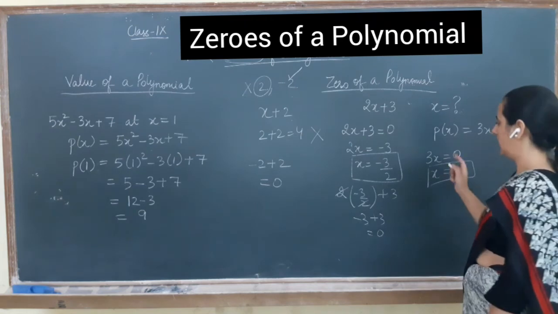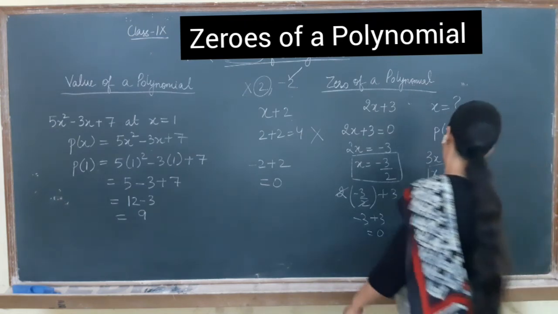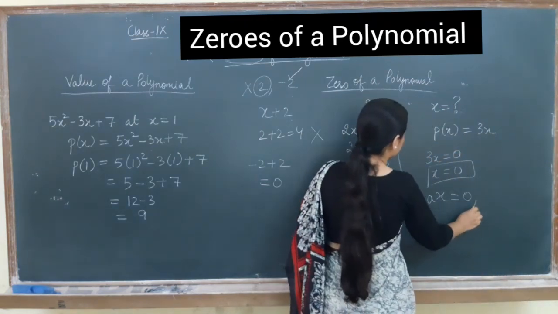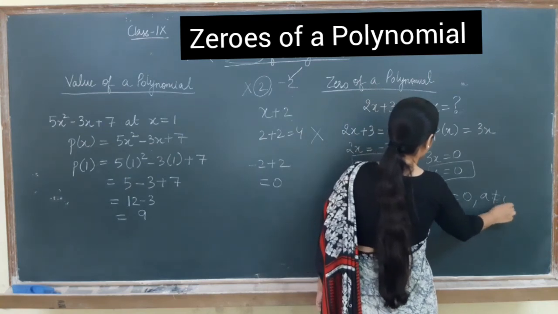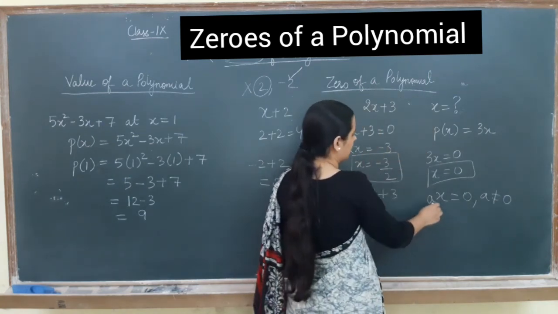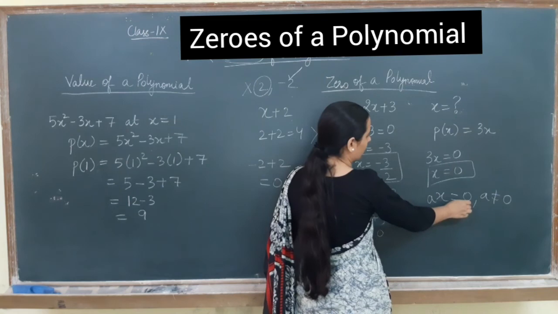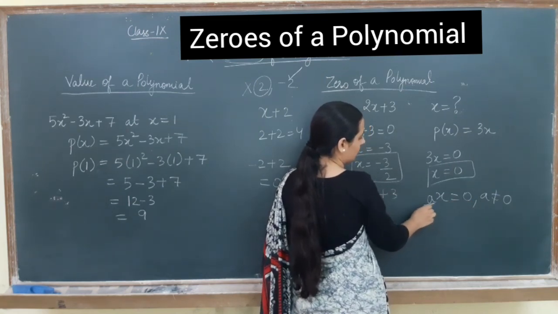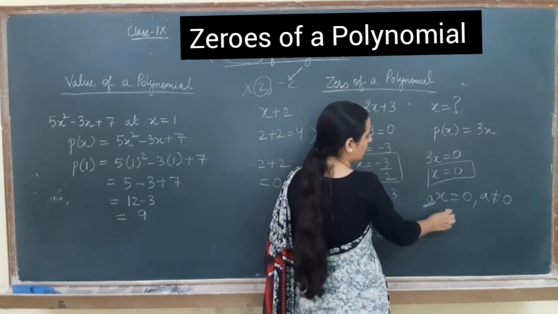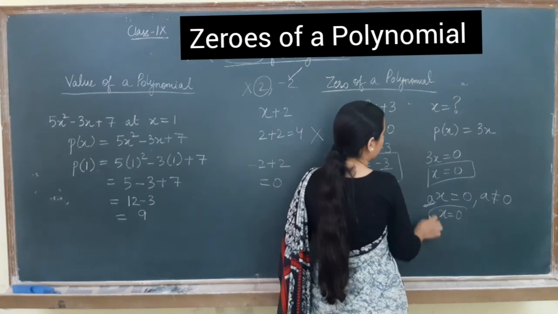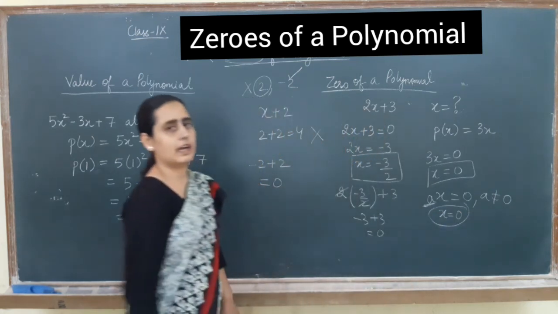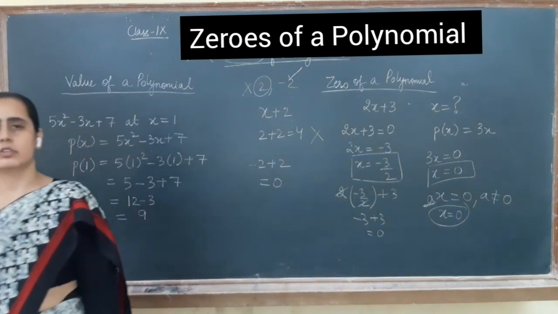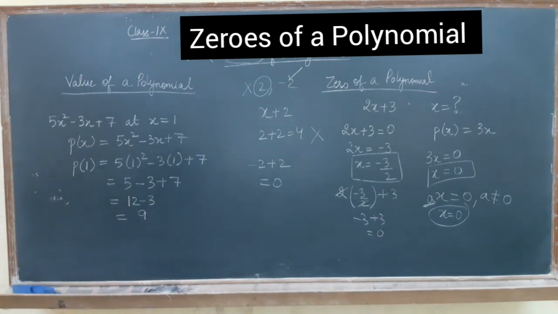Similarly, you have one more. ax is equal to 0 and it's written a cannot be equal to 0. We know that when the product of two terms is 0 and I am saying this is non-zero, that means surely this is 0. So here also the value of x will be 0. That means I can say the zero for this polynomial is 0 only.